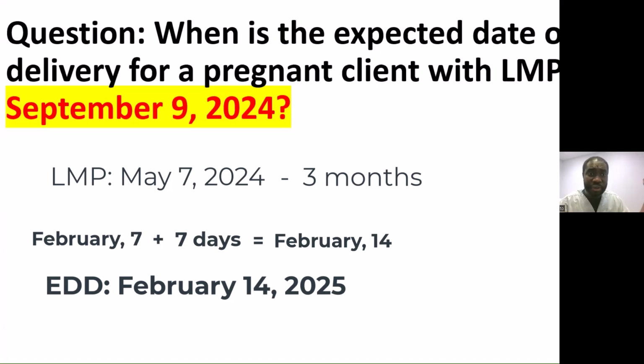I want to make sure. Yeah. Beautiful. So Nägele's rule: last menstrual period, May 7th, 2024, minus 3 months, plus 7 days, will bring me to February 14th. Please, are we all on the same page? Beautiful. Yes. Okay, good. That's awesome. That's encouraging. People are paying attention.